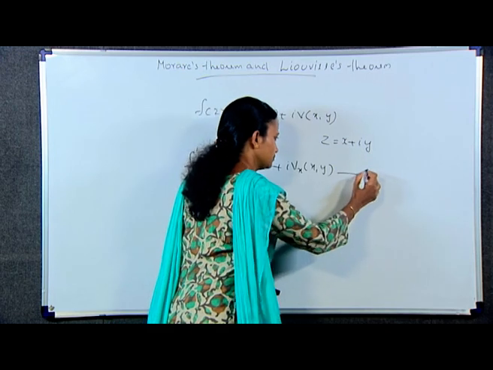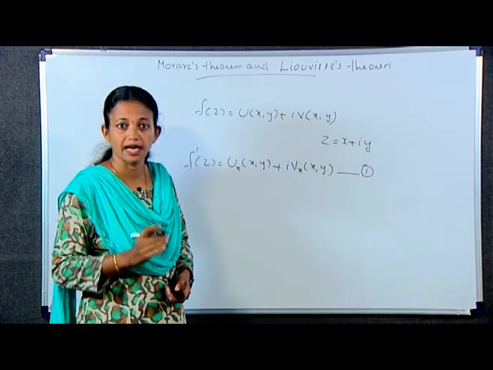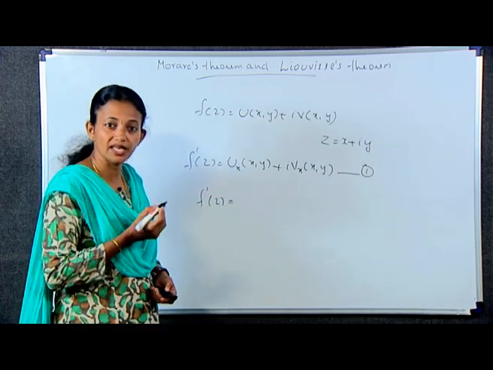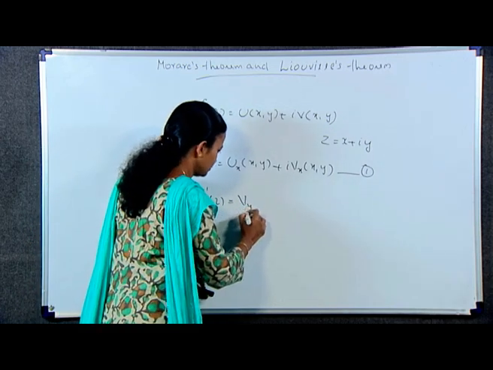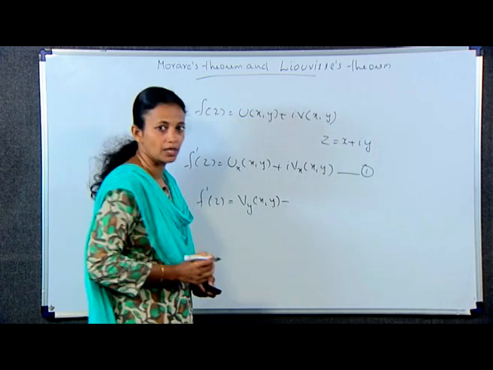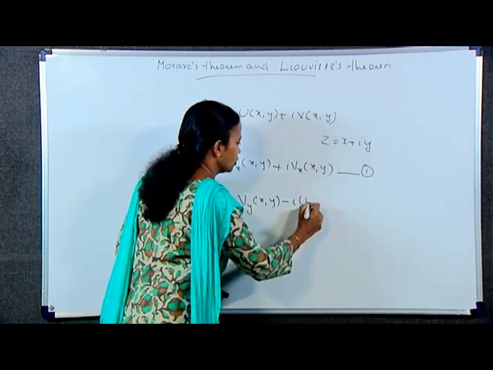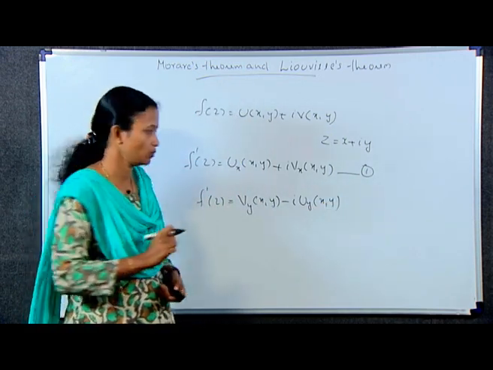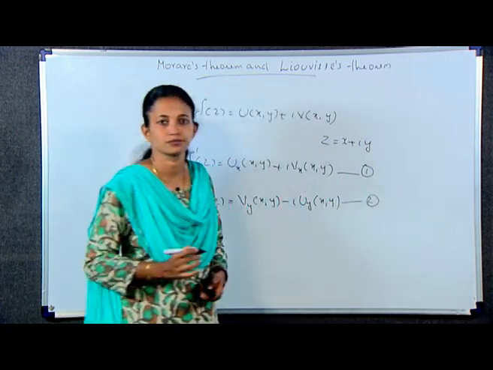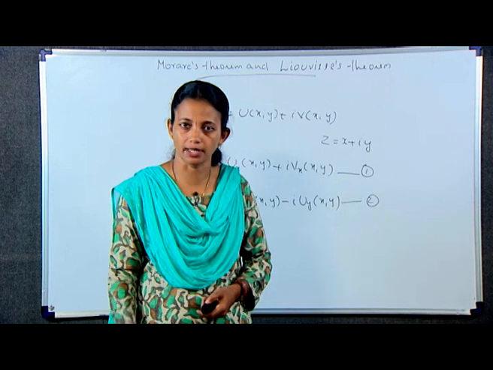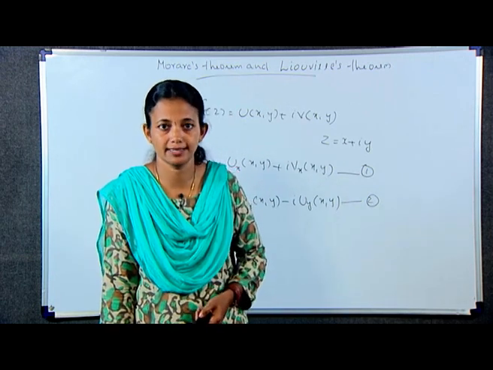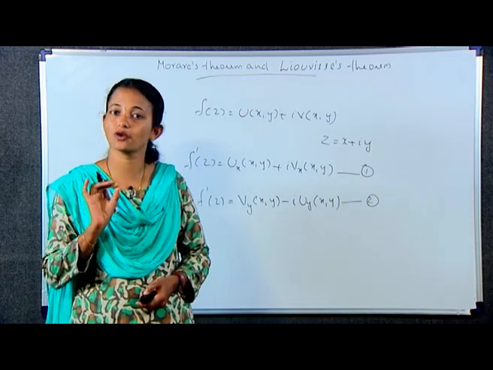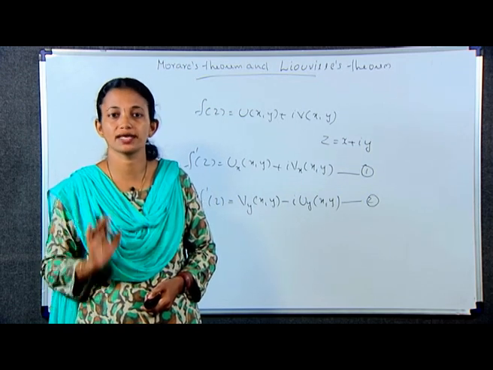Equation 1. Using the Cauchy-Riemann equations, it gives f'(z) = v_y(x,y) - i u_y(x,y). Equation 2. By virtue of the above theorem, f'(z) is also analytic at z and hence continuous at z. Therefore, the first order partial derivatives of u and v are continuous at z = x + iy.